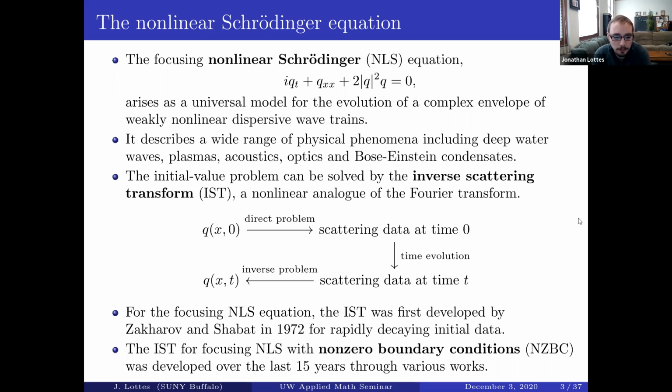And so for the focusing NLS, the IST was first developed in 1972 by Zakharov and Shabat. That was for rapidly decaying initial data. And since then, more recently, over the last 15 years, this has been further developed to treat various cases of non-zero boundary conditions. And I'll talk a little bit about some of those in a second.